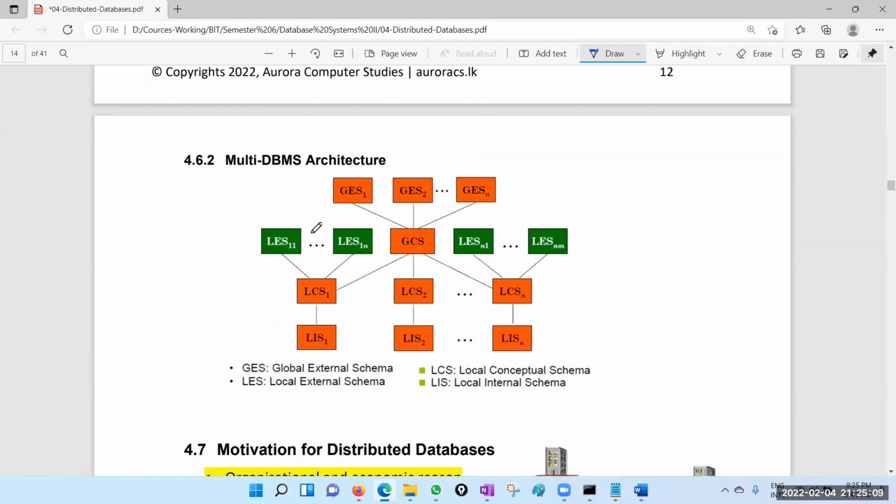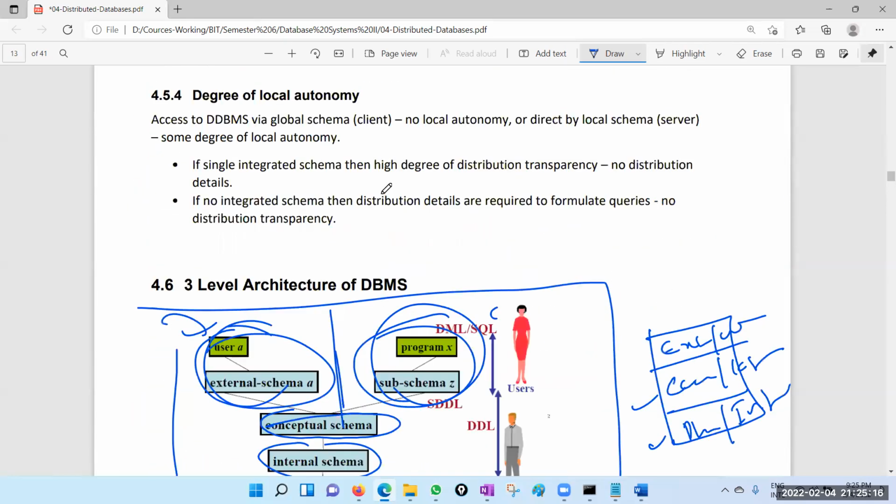So if it is a multi-database management system, so multi means what? You have the autonomy.